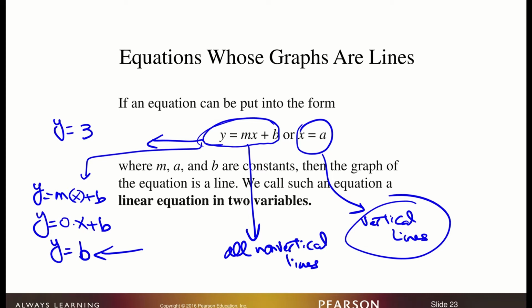We just noticed a little hint here: horizontal lines are going to have slope 0. Once we discuss slope in general, all this will make a lot more sense. But right now, we're just trying to categorize all lines. So remember, the equation y equals mx plus b can be used to represent all lines except vertical lines. To represent those, we have to use this format.